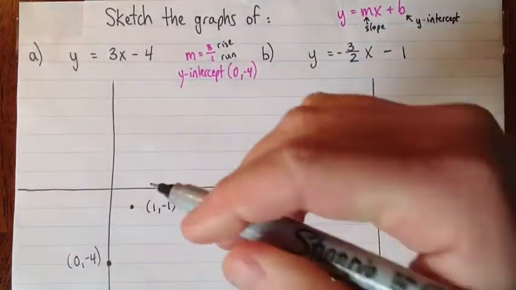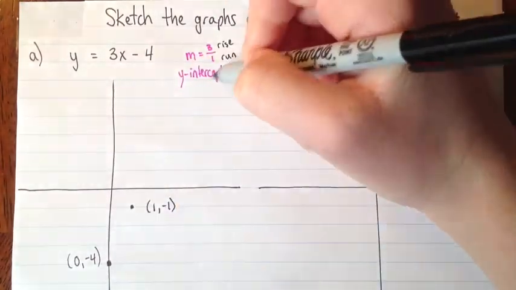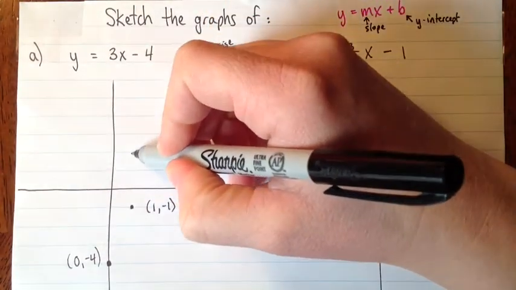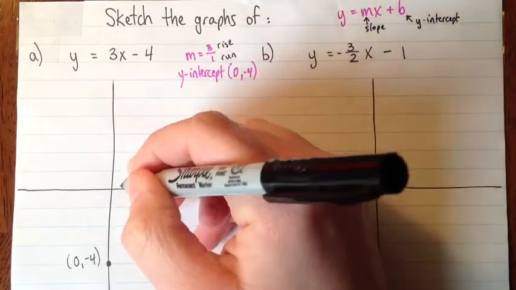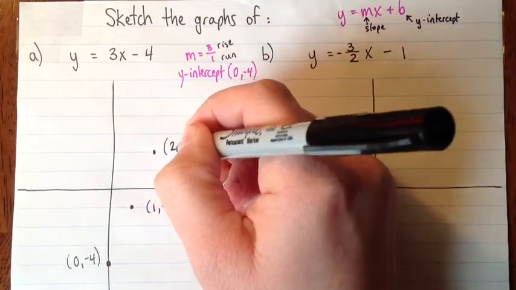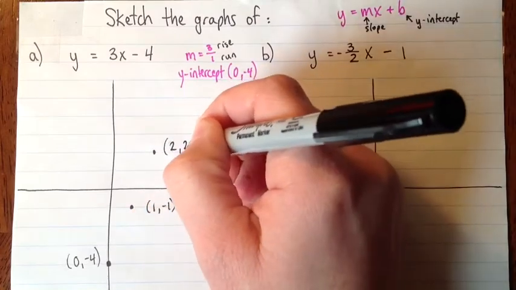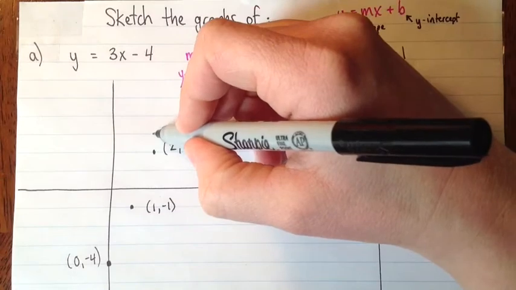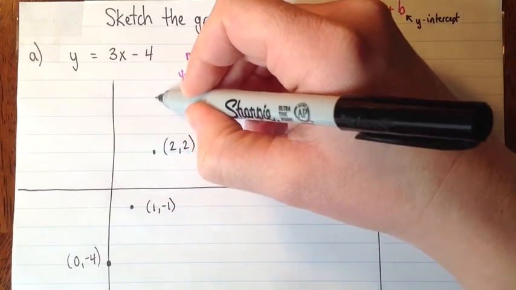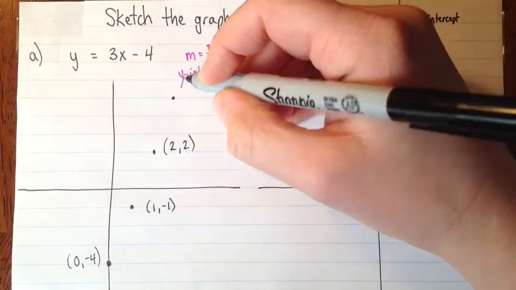So this is the point 1, negative 1. And then I'll go up some more. I'll do it again. I'll go up 3, 1, 2, 3, and over 1. And now we've got the point. Now let's see, we're over 2, and we're up 2 as well. And then maybe one more. I've got space on here. So up 3, rise of 3, and over 1.